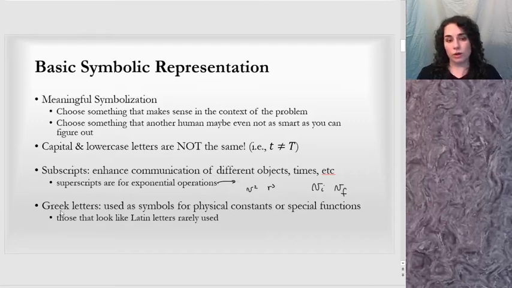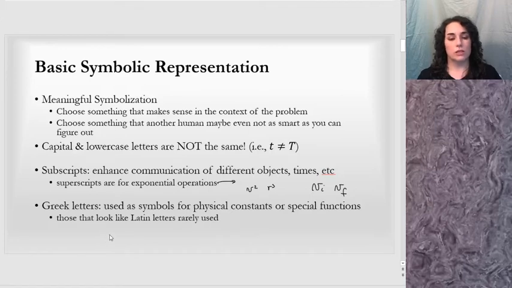Also, I wanted to bring up Greek letters. In science, we use Greek letters. It's sort of a tradition handed down. And the symbols are typically used for physical constants or special functions. You will see Greek letters. So don't freak out. If you see a Greek letter, you'll get used to Greek letters and recognize them. Those that look like Latin letters are rarely used.